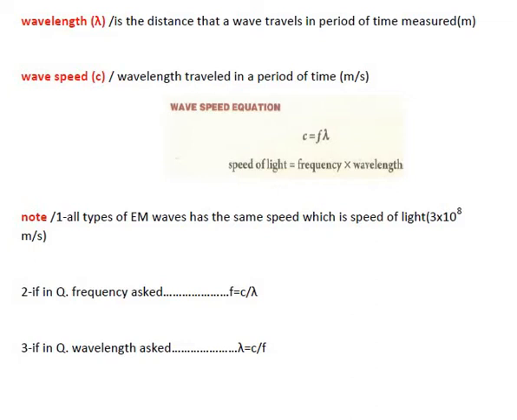We said wave speed, the equation of wave speed is c equals f times lambda. So speed of light is equal to frequency times wavelength. According to the notes belonging to this equation, the first note says all types of electromagnetic waves have the same speed, which is the speed of light. It's equal to 3 times 10 to the power 8 meters per second. So all the electromagnetic waves, including light, have the same speed, so it's constant.